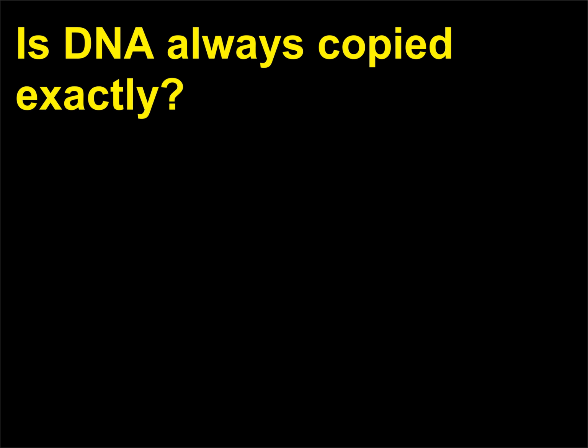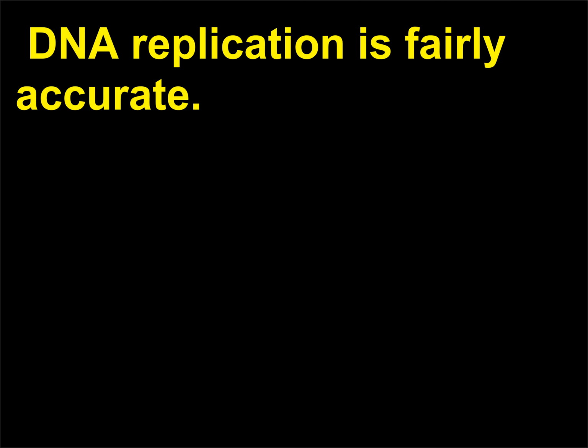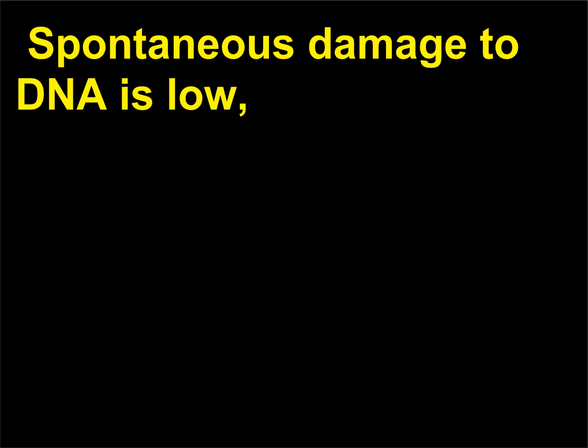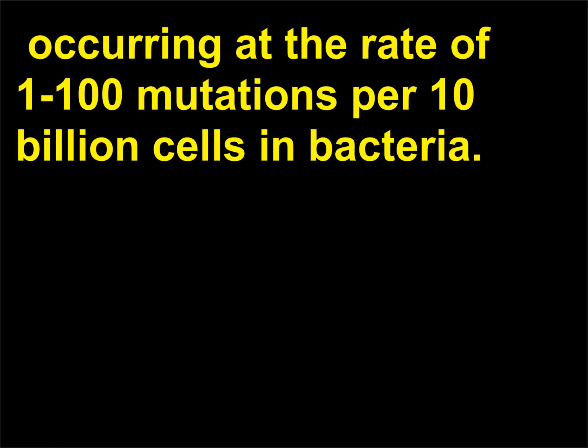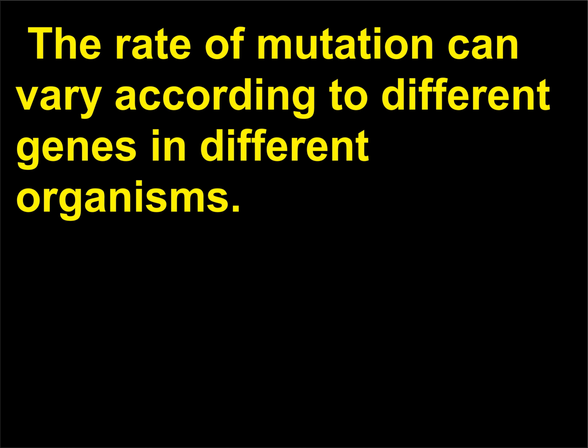Is DNA always copied exactly? Considering how many cells there are in the human body and how often it occurs, DNA replication is fairly accurate. Spontaneous damage to DNA is low, occurring at the rate of 1 to 100 mutations per 10 billion cells in bacteria. The rate for eukaryotic genes is higher, about 1 to 10 mutations per million gametes. The rate of mutation can vary according to different genes in different organisms.